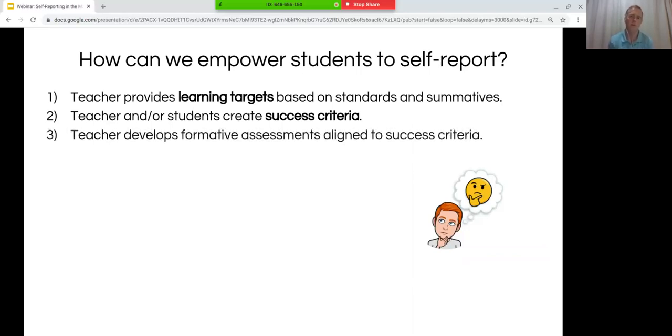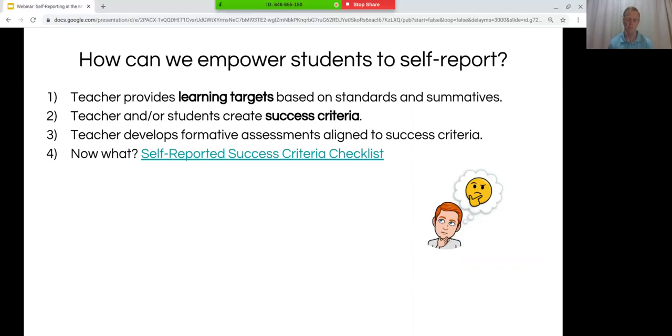You're going to then develop formative assessments aligned to the success criteria. And by alignment, I mean the same verbs. And now you have a student-reported success criteria checklist. Give this to your kids to say, hey, this was the learning target, and this is what you needed to be successful. I want you to score yourself on this formative assessment. What did you get? What didn't you get? I'll open this up and show it to you, but it's not rocket science.